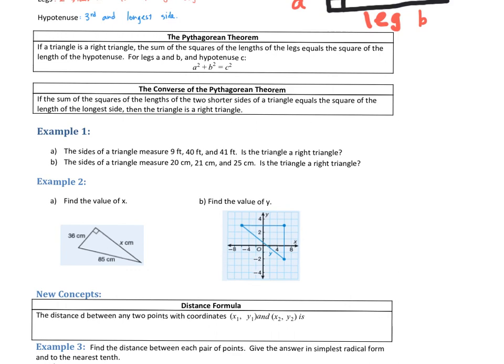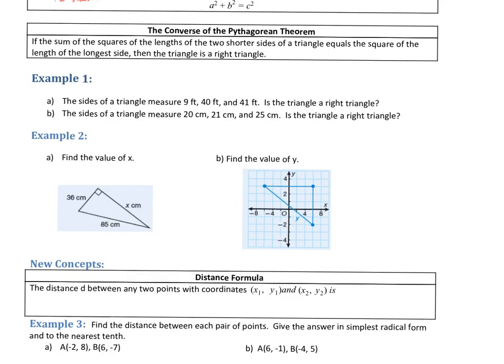So this is probably the most popular formula in mathematics, and there are a lot of different variations. We'll find out in a bit. The distance formula is a variation of the Pythagorean theorem, and it basically drives everything that you see in trigonometry. The converse of the Pythagorean theorem is used when we don't know if a triangle is a right triangle or not. It says that if the sum of the squares of the lengths of the two shorter sides of a triangle equals the square of the length of the longest side, then we know for sure that it is a right triangle.